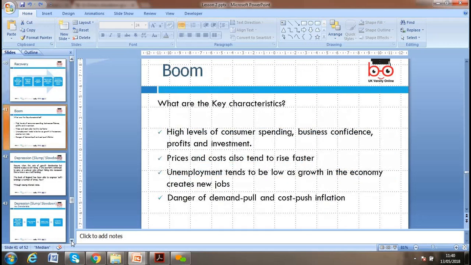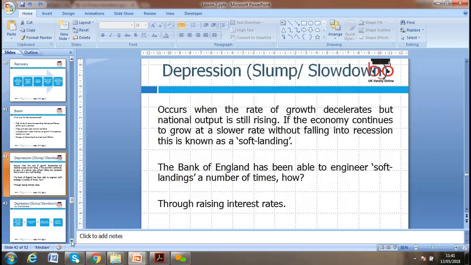Then recovery. So all these are the different stages, guys. Please go through these slides, that will help you to clear your concept further. I'm not reading all the slides, but they will help you. These are the stages. Boom is, of course, a high level of consumer spending. Business confidence can be high. That is the boom stage.